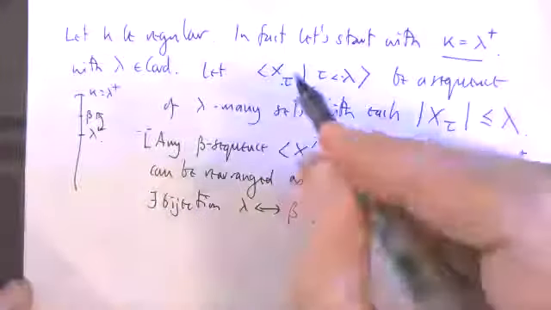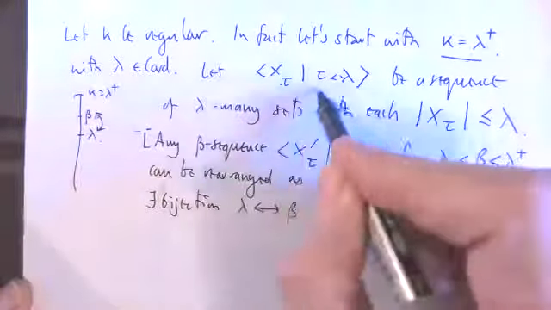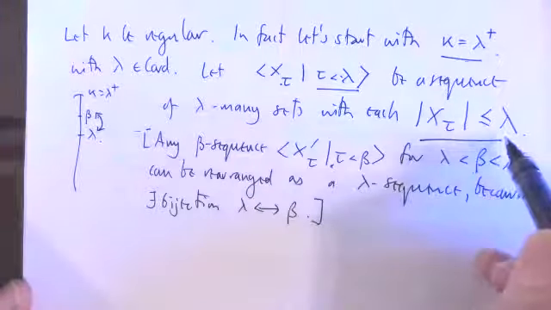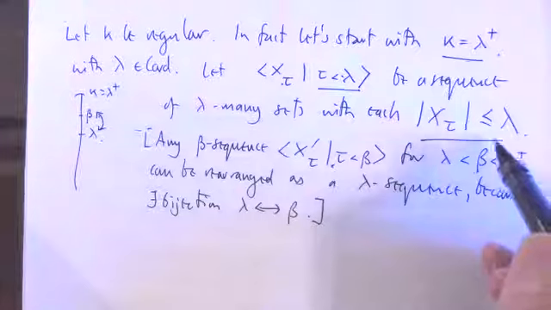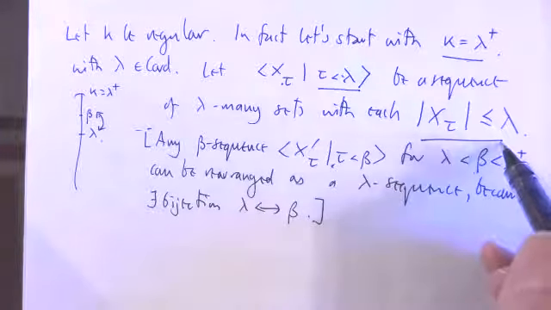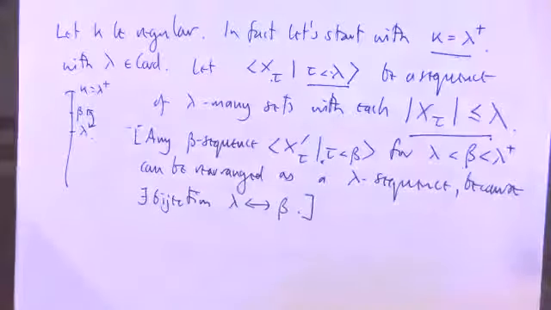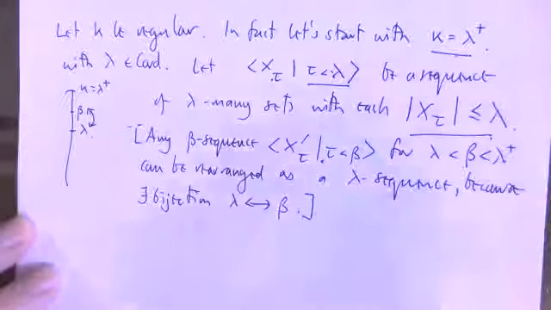Okay, so this is the setup. I've got less than kappa many sets, each of cardinality less than kappa, which means less than or equal to lambda. Is everybody happy with the setup? Okay.